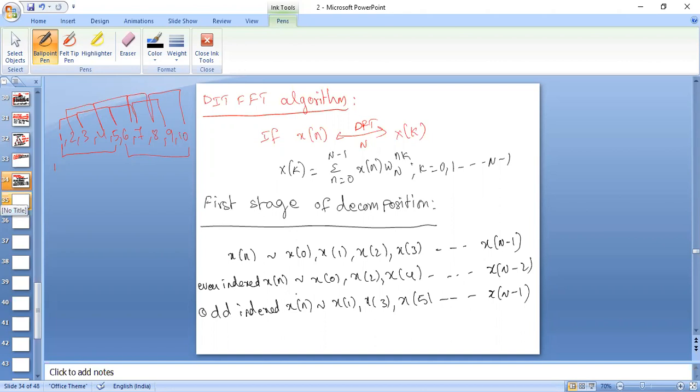Is it clear? Here, to split an N point DFT into N by 2 point DFTs, we need to split the input sequence. While splitting the input sequence, we may follow the even index odd index logic or the first half second half logic. The even index odd index logic we will consider in the DIT FFT algorithm. The first half second half consideration we will consider in the DIF FFT algorithm. Since we are discussing the DIT FFT algorithm here, let us consider the even index and odd index.